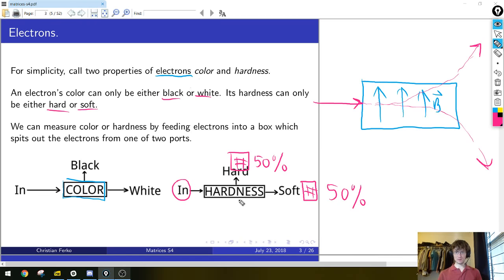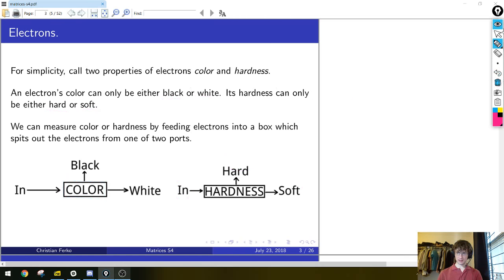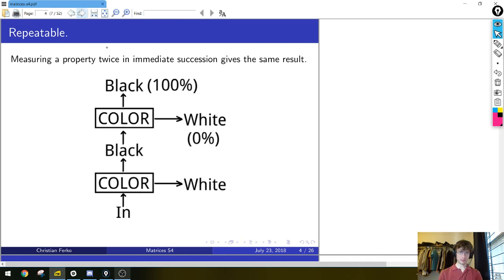So that's it. That's the whole setup for the experiment. Input beam, filter by hardness or by color, and then measure what fraction of the electrons come out one of the two ports. Is the experiment clear? Questions about any of this stuff? No. Okay.